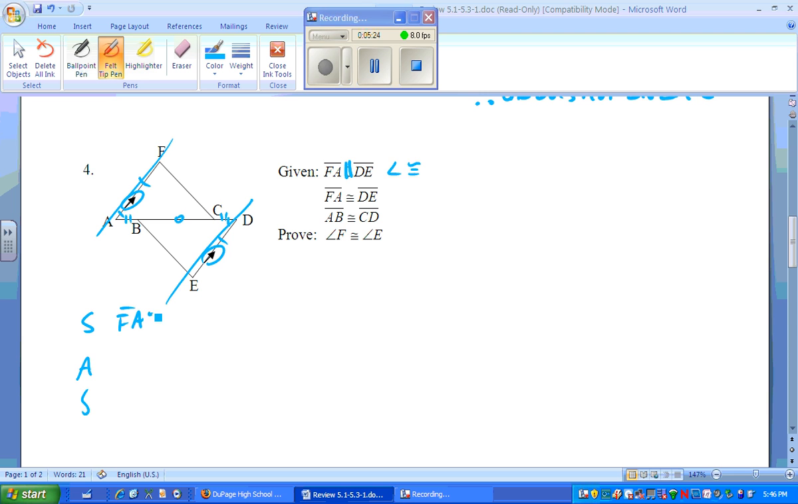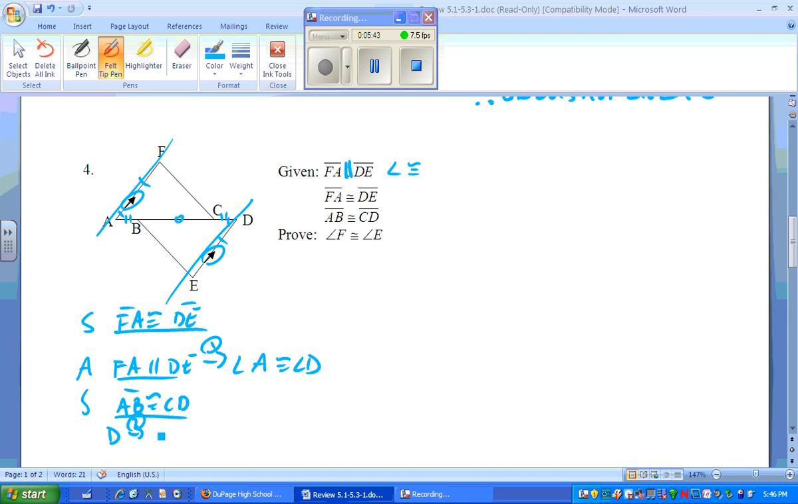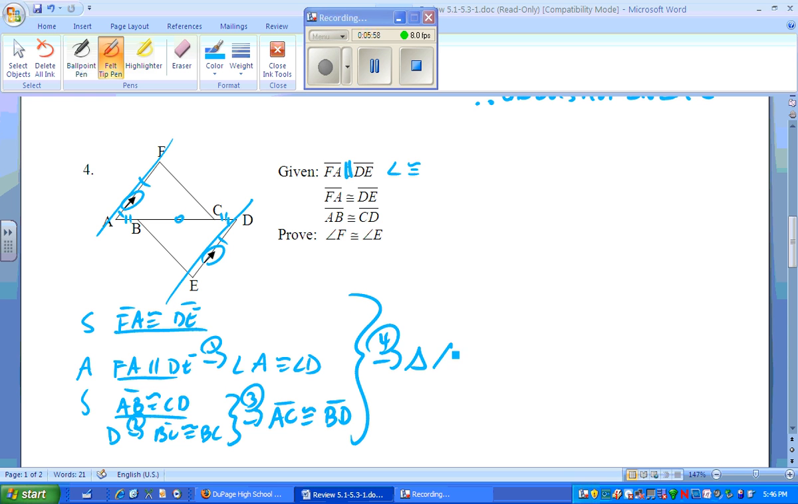One of the sides is FA is congruent to DE. The angle comes from FA is parallel to DE. Therefore, reason 1 gave us angle A congruent to angle D. And then we have AB being congruent to CD from the diagram, reason 2, the reflexive, BC being congruent to BC. We'll add them together, reason 3, AC being congruent to BD. All three of these give us that triangle AFC is congruent to triangle DEB.